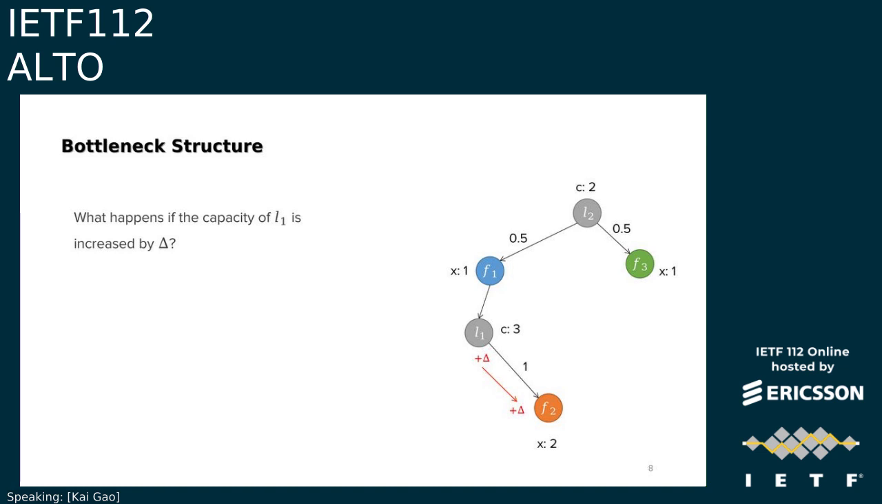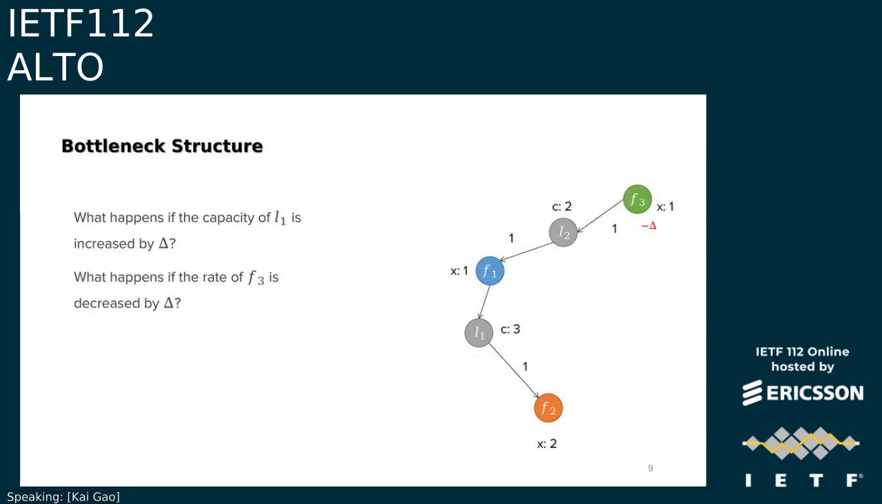So we can propagate this change along this bottleneck structure, and we can see that if we increase the capacity of L1, then the rate of F2 can also be increased. And next slide, please. And another type of question is, what if we decrease the rate of, for example, F3 by delta? First, with the bottleneck structure we just described, if we decrease the rate of F3, the bottleneck structure actually changes to the structure in this page.